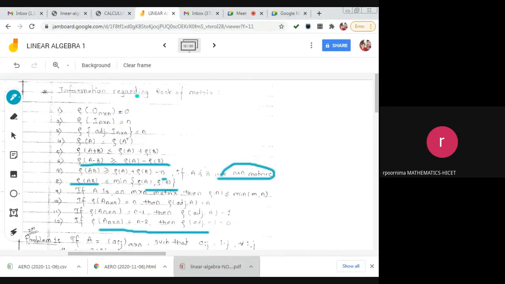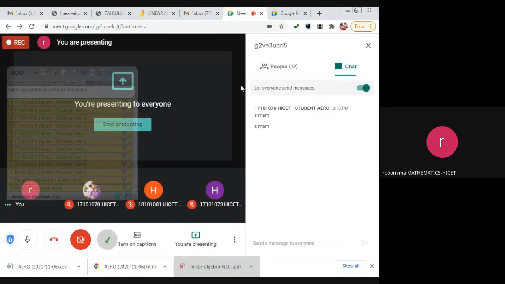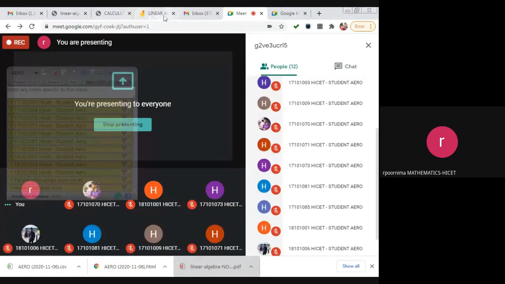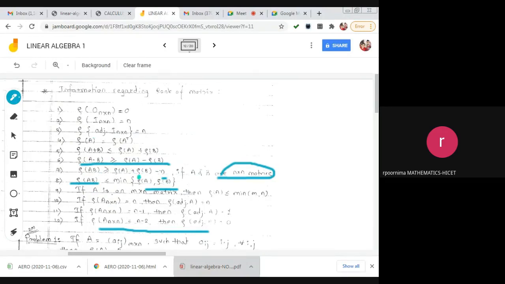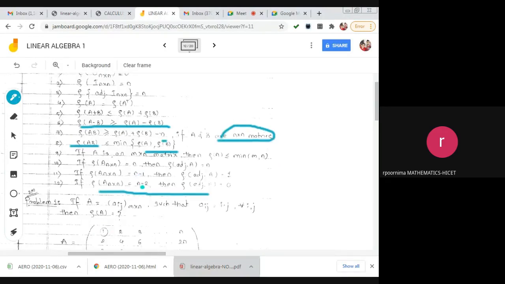We are discussing the results of the rank of a matrix. Have you followed this? Yes. Okay, thank you. So these are all the results of your rank. These results you have to remember.